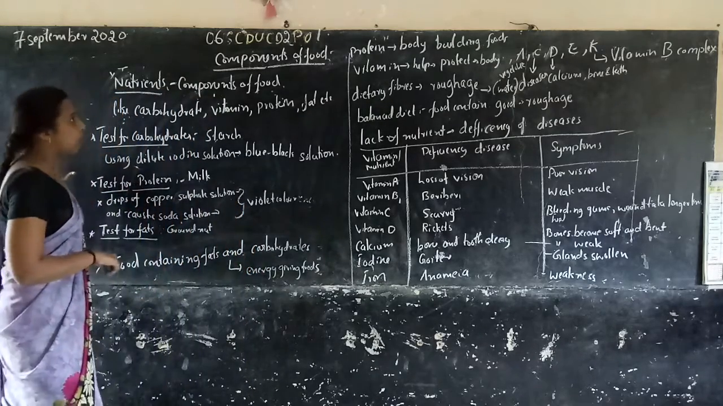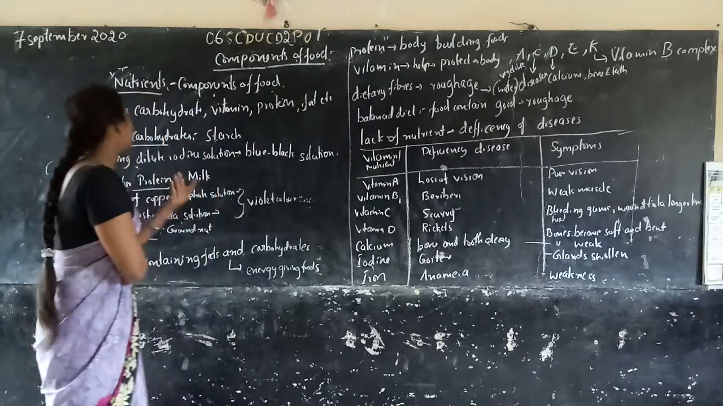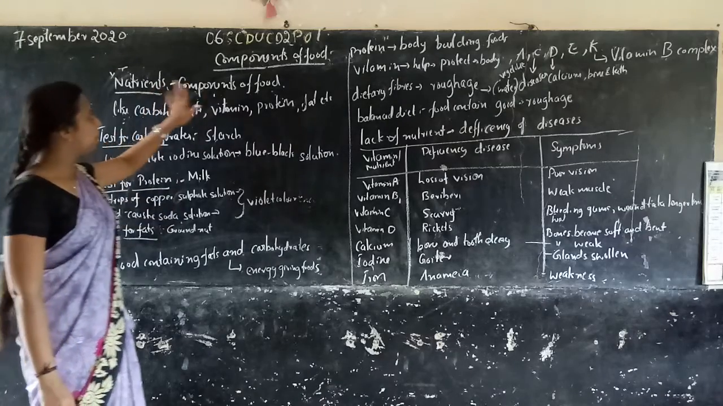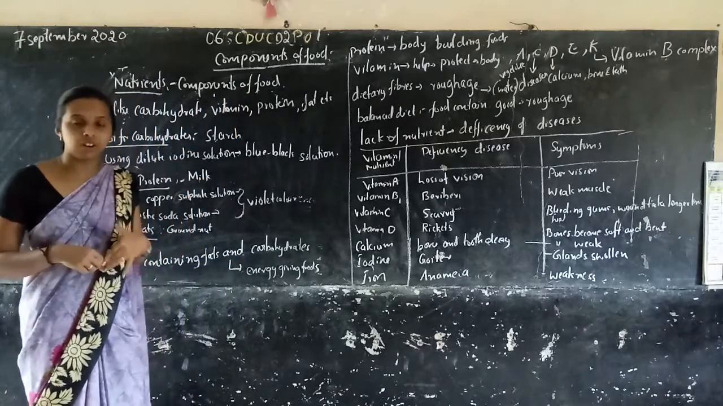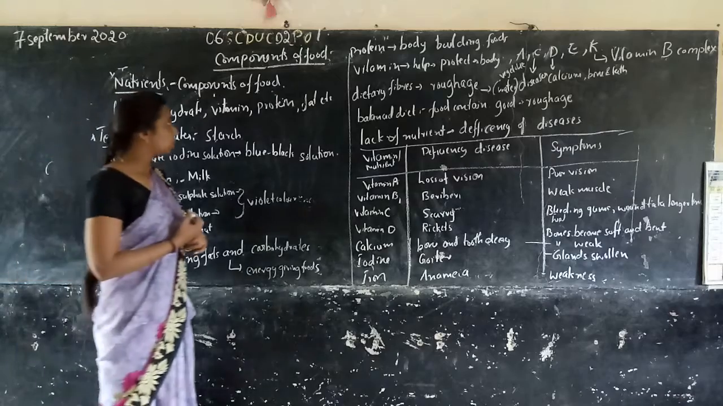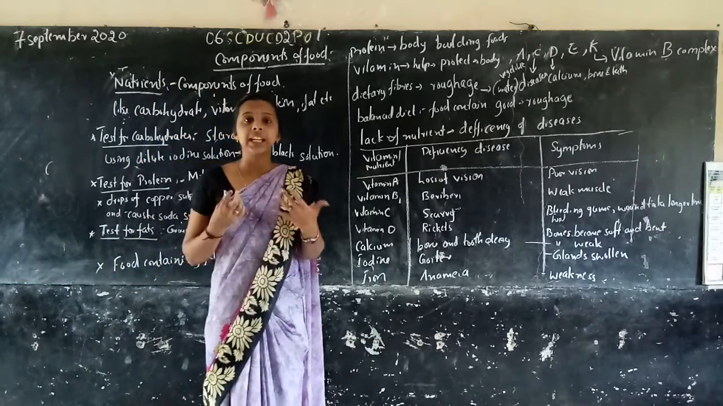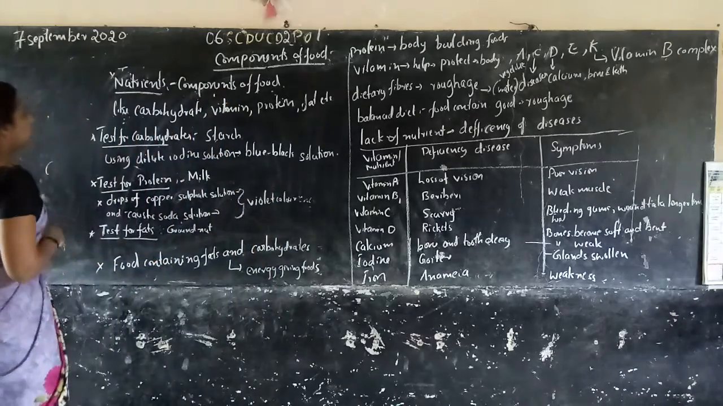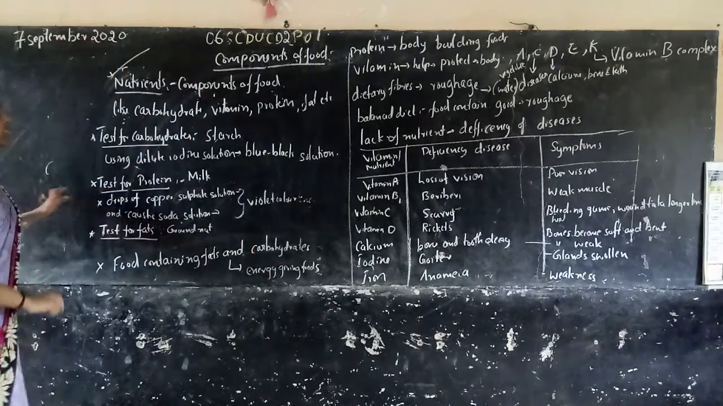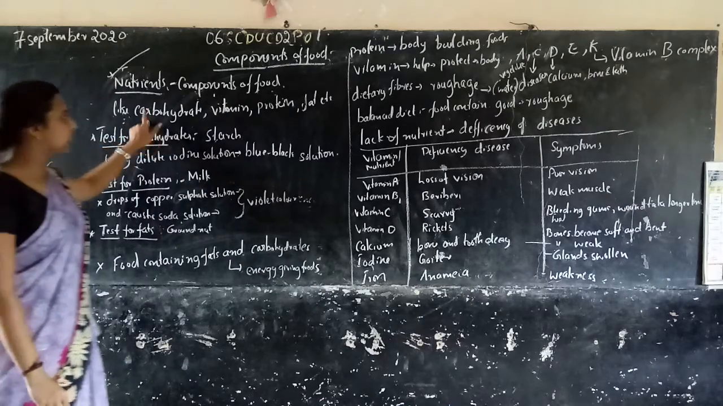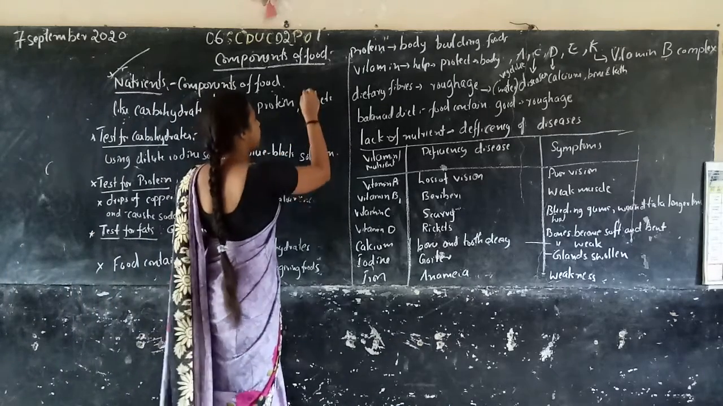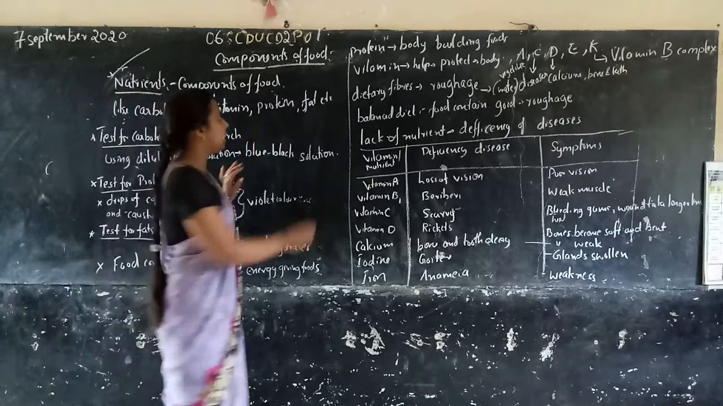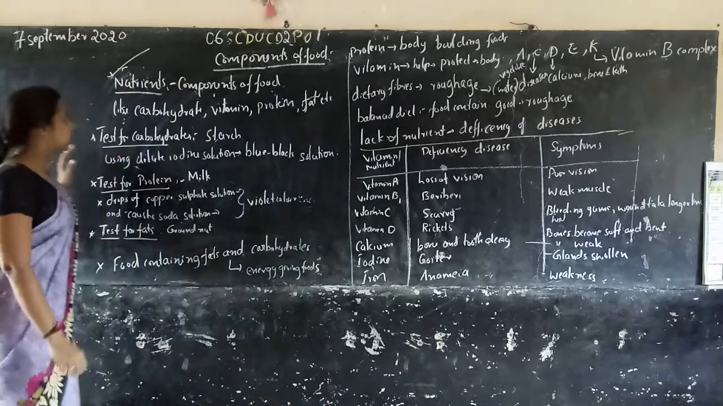Okay, so the components of food are called nutrients. Nutrients means the components of food which we eat or take into our body. If we take any component of food into our body, it is called a nutrient. What are the nutrients? Carbohydrate, vitamin, protein, fat, etc. So these are the nutrients.